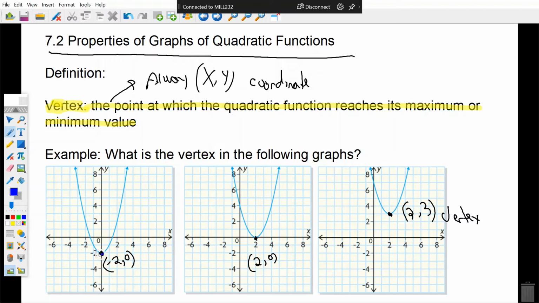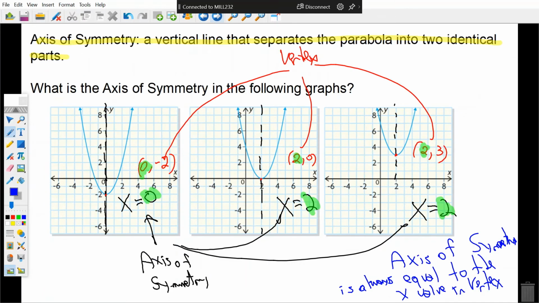So the coordinates of that, this one's backwards. Sorry, I should change this. This should be (0, -2). Oops, (0, -2). Okay. So the vertex is always an x and y coordinate. That's the value of those points. And the axis of symmetry is just the x value of that point. And you'll see how you use those to work together here in a minute.